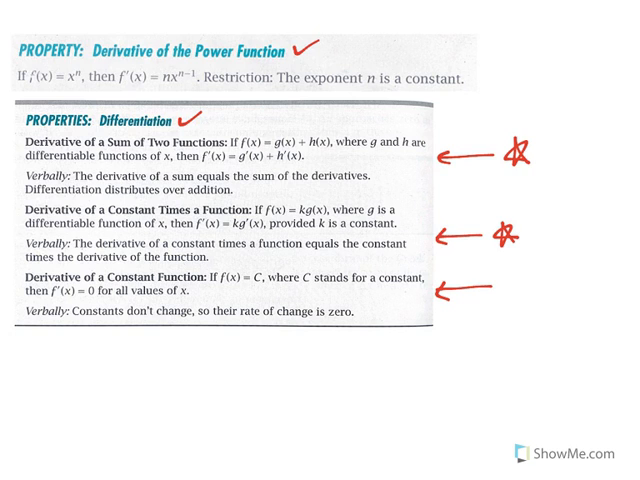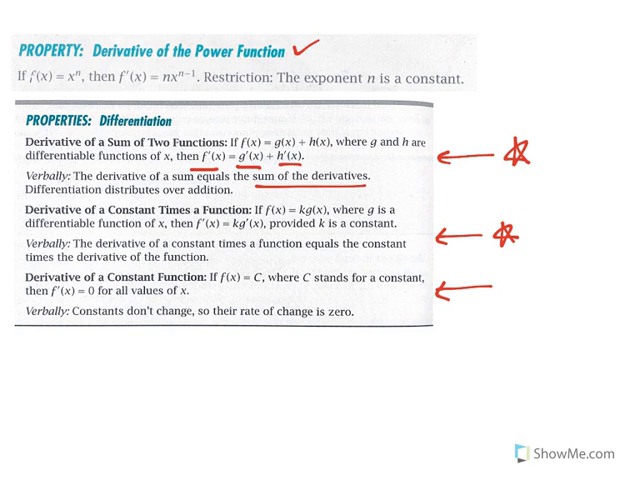So, the derivative of a sum of two functions. If you have a function f that is a sum of two other functions, g and h, which are differentiable functions of x, meaning you can find their derivatives, then to find the derivative of f, you would simply add the derivatives of g and h. So f prime of x is equal to g prime of x plus h prime of x. The derivative of a sum equals the sum of the derivatives.